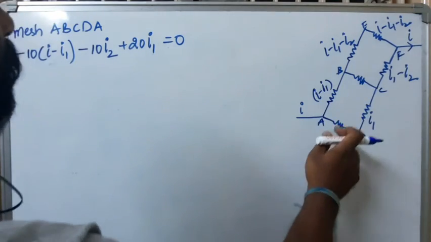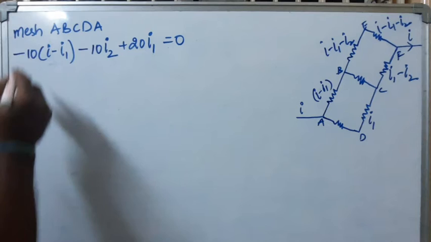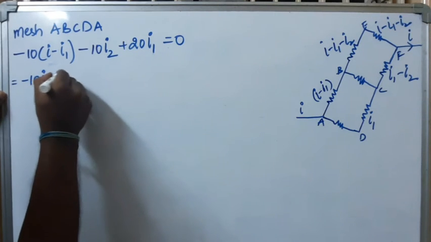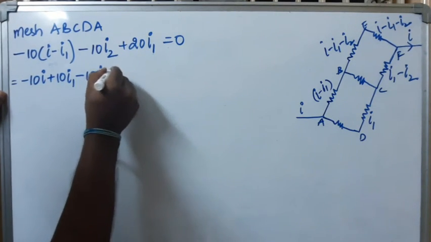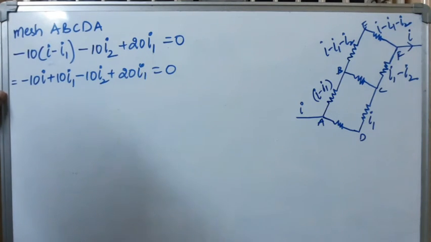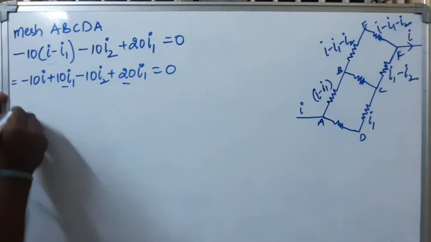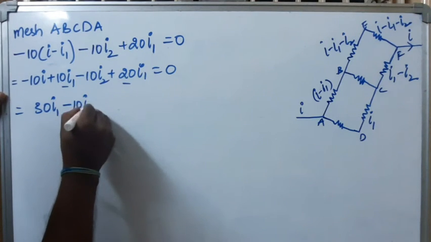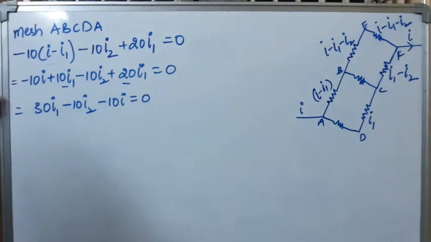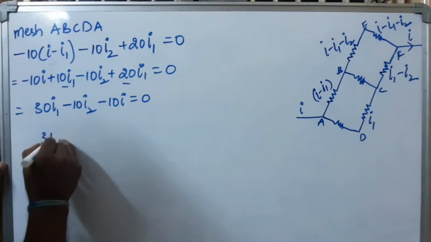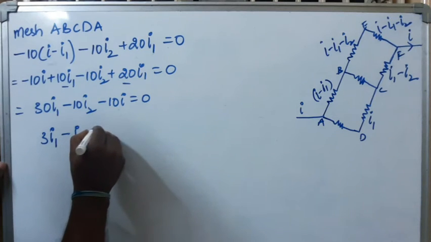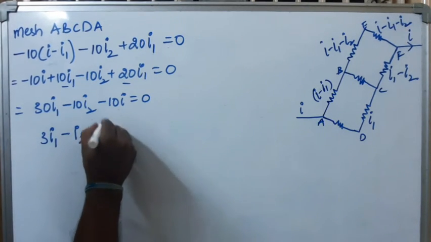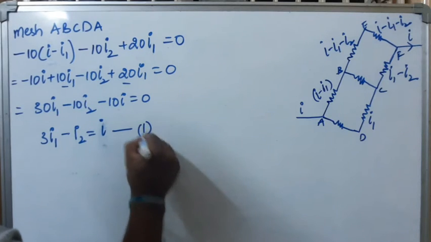In this part we have taken each resistance equal to 10 ohms. So here it will be minus 10I plus 10I1 minus 10I2 plus 20I1 is equal to 0. Here 10I1 plus 20I1 is 30I1. Here minus 10I2 minus 10I. If you take 10 as common, then we will get 3I1 minus I2 minus I, and if you take minus I to that side, it will be plus I. So this will be the equation.